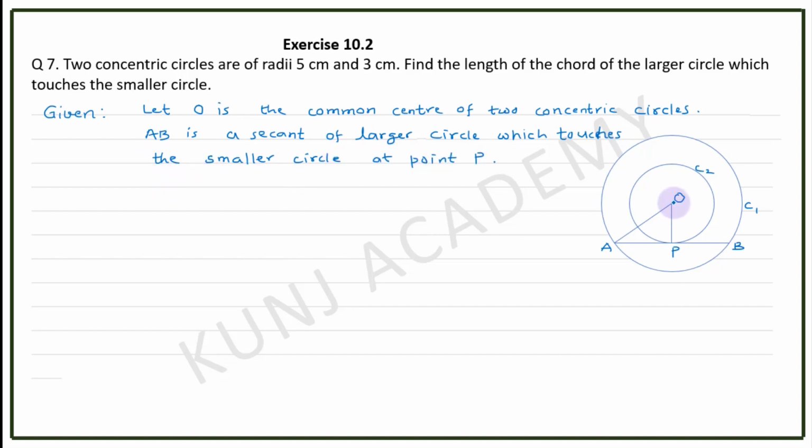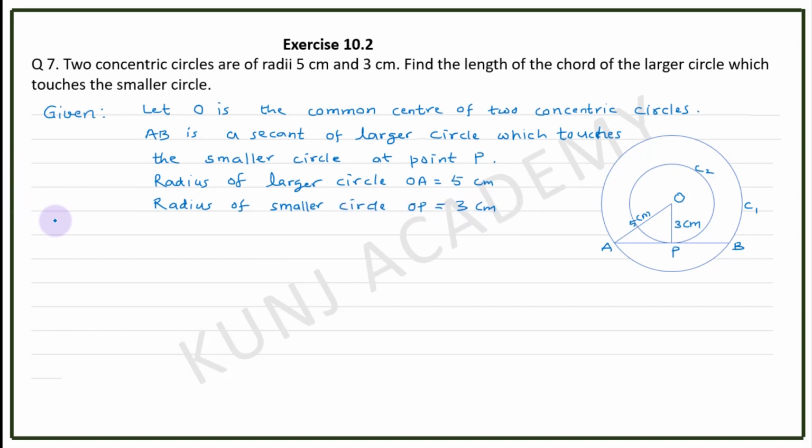Radius of the larger circle is 5 cm, OA is 5 cm, and radius of the smaller circle is 3 cm, OP is equal to 3 cm. To find the length of the chord AB.